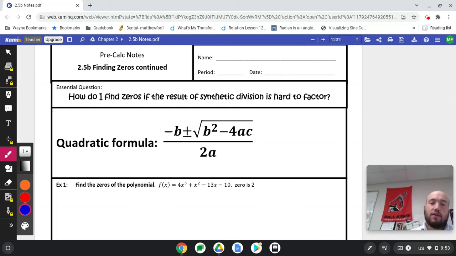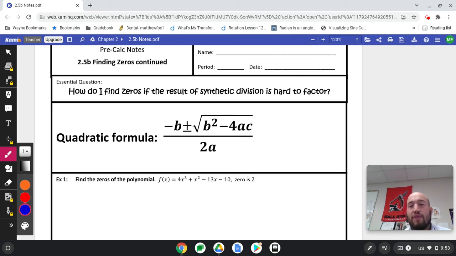Right, good morning, and today we are going to be talking about what we can do when we're finding the zeros, and sometimes we're going to get a situation where we do synthetic division and it's kind of hard to factor. So if that happens, we can visit our friend, the quadratic formula. So negative b plus or minus the square root of b squared minus 4ac, all of that over 2a. And the nice thing is a, b, and c will basically already be found for us at that point. So we just have to plug it in and simplify.